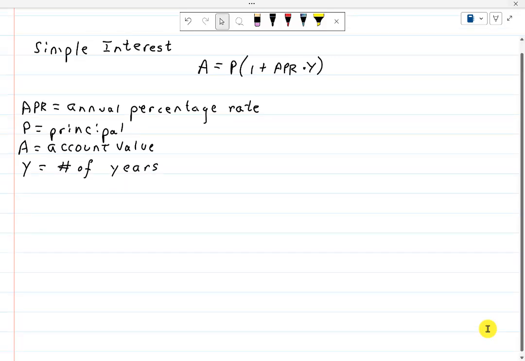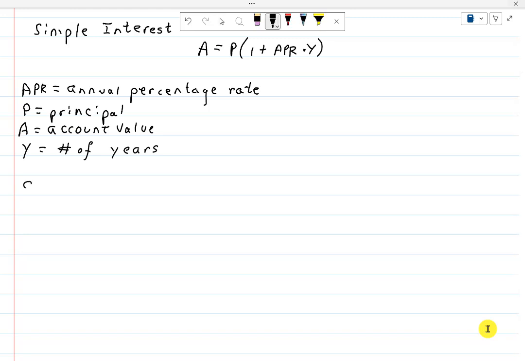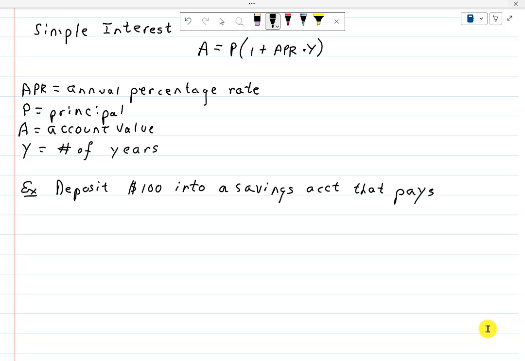So a quick example looks like this. Let's deposit $100 into a savings account that pays 5% simple interest. And so now let's keep track of how much we have year over year.